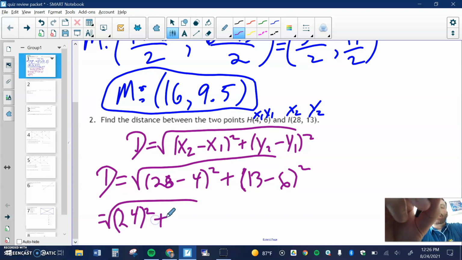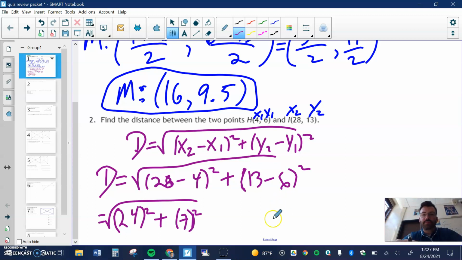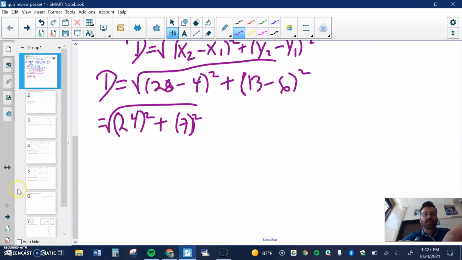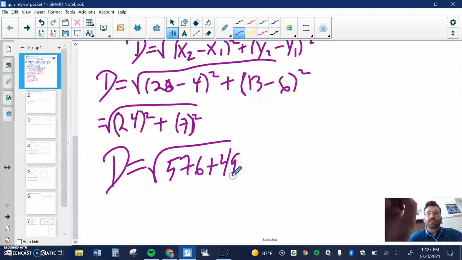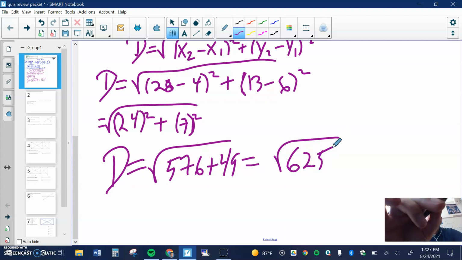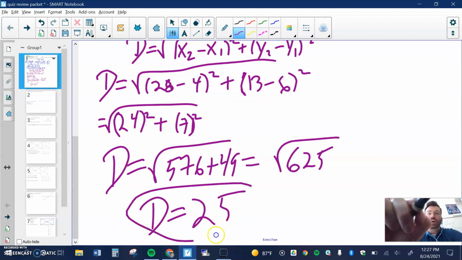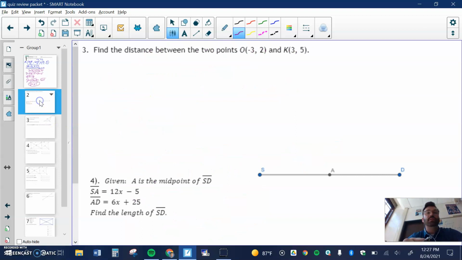squared plus 13 minus 6, 7 squared. All right. So distance equals 24, which squared is 576. 7 squared is 49. So that's 625. The square root of 625 is 25. Wow, that's pretty neat. So cool. Let's keep going.